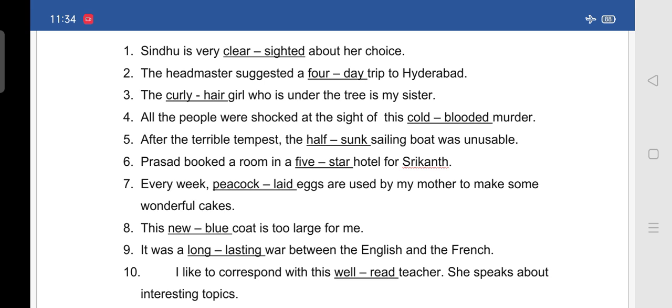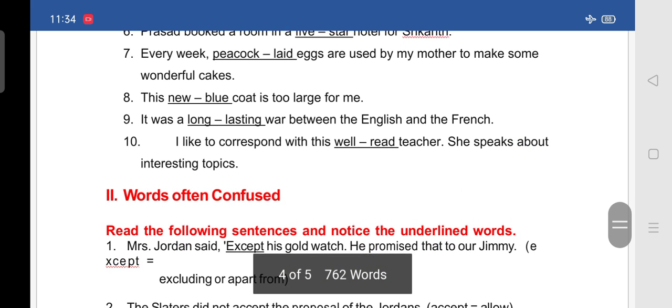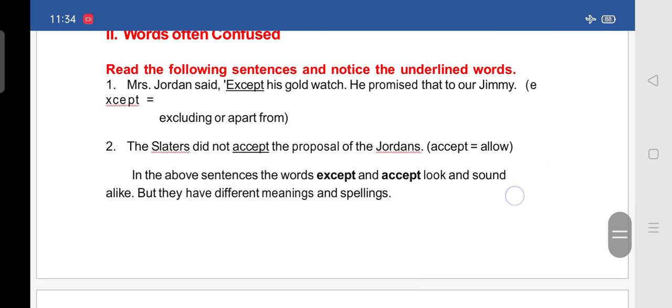10th, I like to correspond with this well-read teacher. She speaks about interesting topics. So what will you be writing in the blank? Well-read. So I think you have written them.